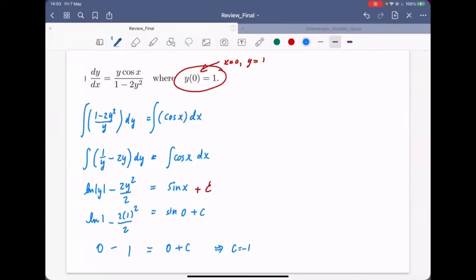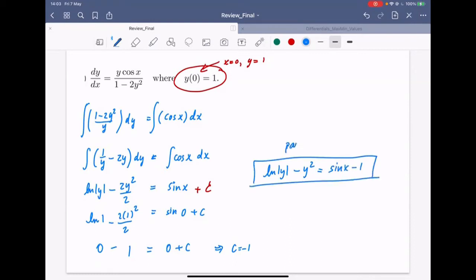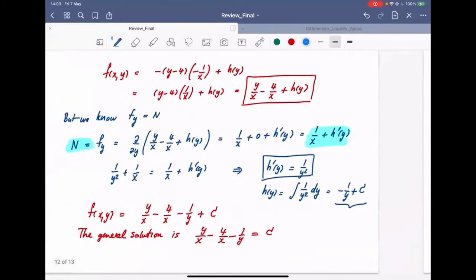So a particular solution is log absolute y minus y squared equal to sine x minus 1. Particular solution, or in other words, specific solution. Easy, right? Good. Separable equation. Salataya, sounds good for this question. Okay. If you have any question, let me know. We're going to move to the next one.